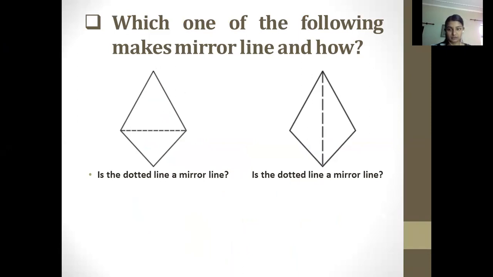In the previous class we did the mirror line. It was a line with the help of which we can find out the symmetry in some object or on some alphabet also. We did both cases. Now we will continue with the question. In the first image, it is asking: is the dotted line a mirror line?